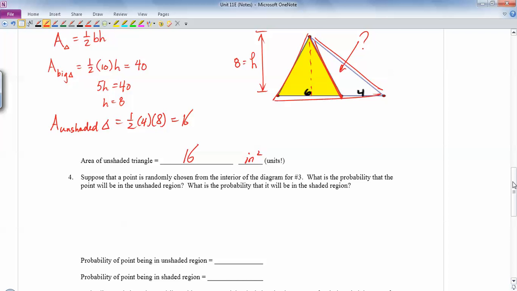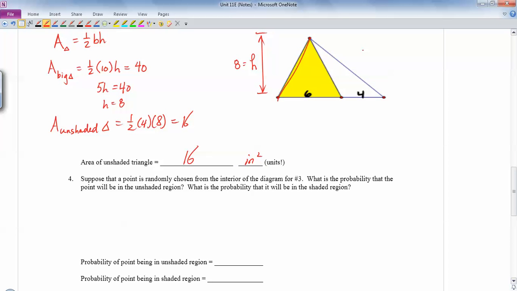In number 4, this is one last new idea here. You randomly choose a point from inside that big triangle. So the idea is you're randomly picking a point inside here, and so they all have an equal chance of getting picked. Like, you're just as likely to pick this point as you are to pick that point. Okay. So the question is, what's the probability that it'll be in this triangle, the one with the 4 at the bottom? Okay.